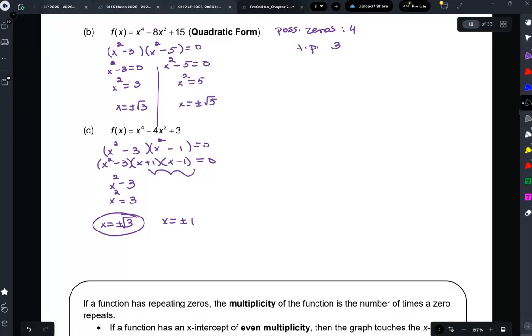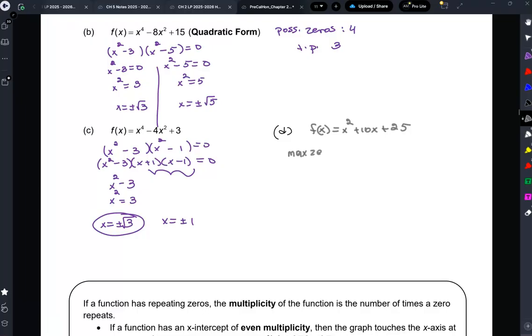Okay, you know what? I'm going to add a fourth one here. I'm going to add f of x is equal to x squared plus 10x plus 25. This has how many maximum zeros? And how many turning points? Right. Okay. It doesn't matter. I don't even think that's an official abbreviation, but it's fine. So here we go. Let's do this.